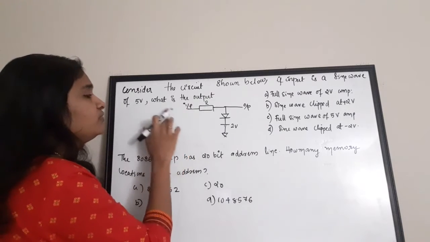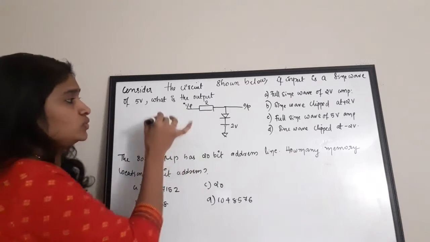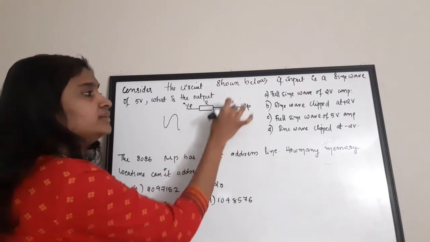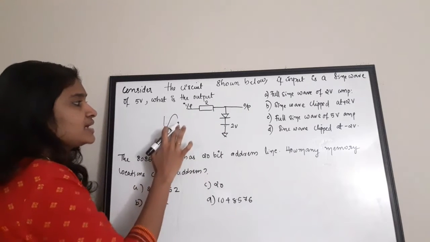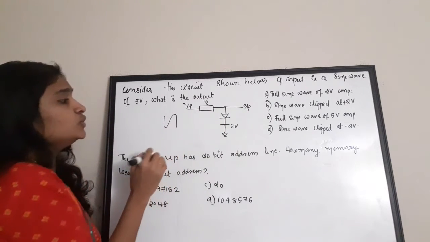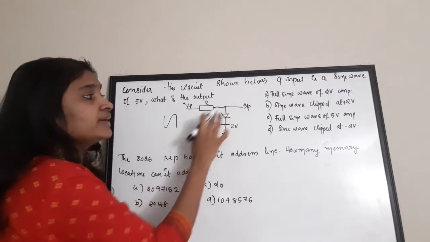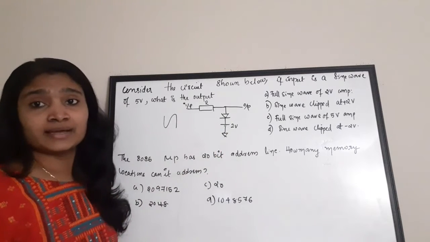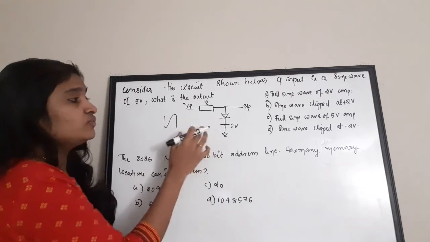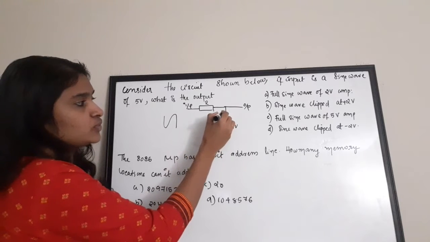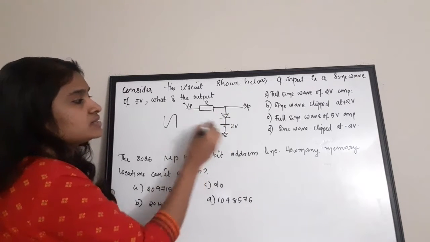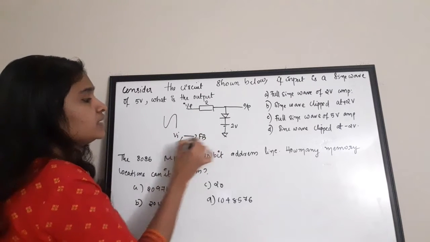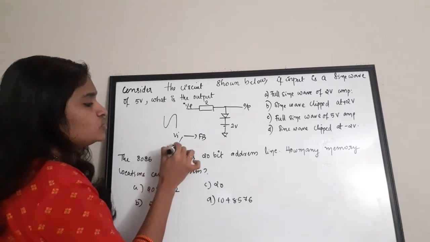Your input waveform applied is a sine wave of 5 volt. This sine wave of 5 volt is applied to the input side and we are taking the output from the output side. So let us see what is happening during the positive half cycle. During the positive half cycle of the waveform, the diode will get forward biased, right? But due to the presence of this 2 volt, it is making the diode reverse biased. The diode is forward biased by VI and the diode is reverse biased by the voltage source of 2 volt.